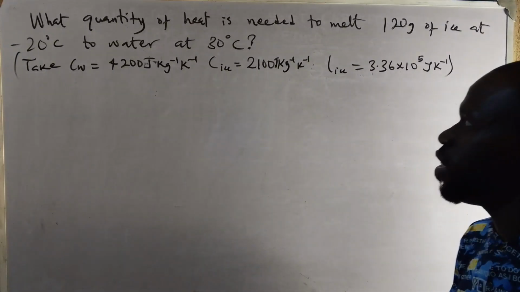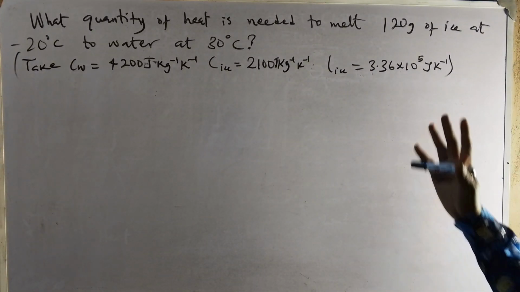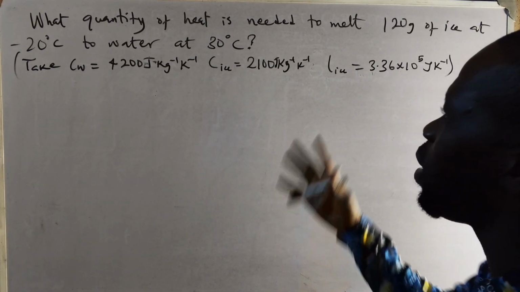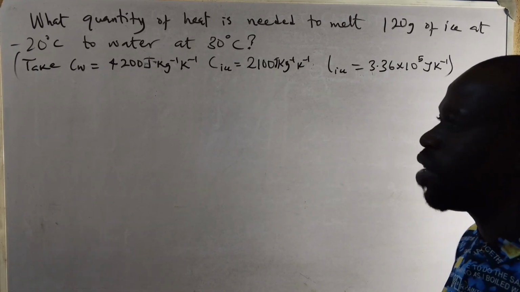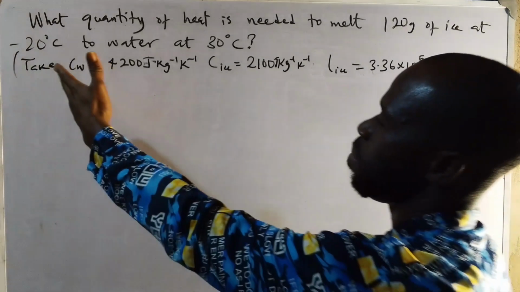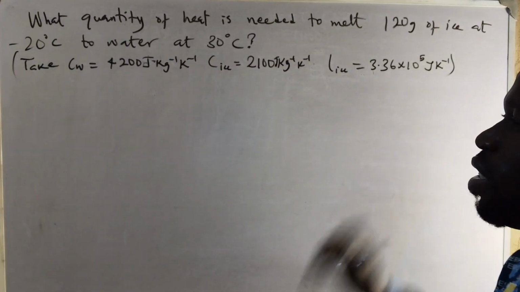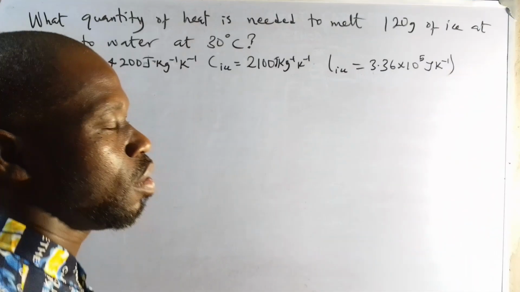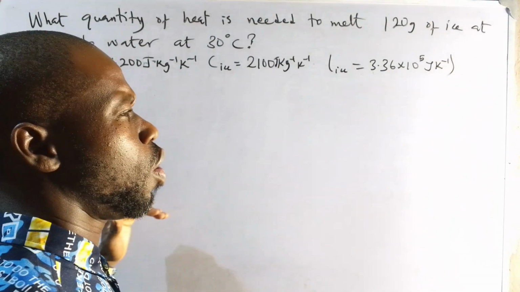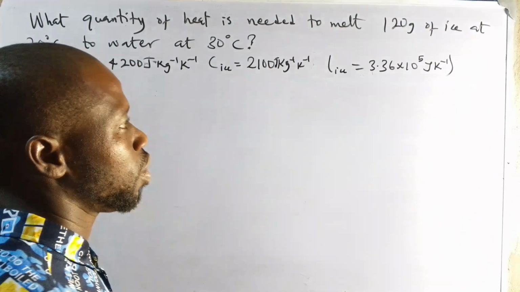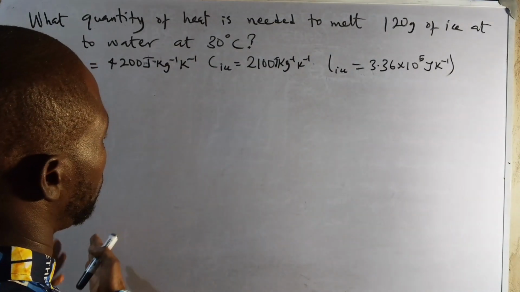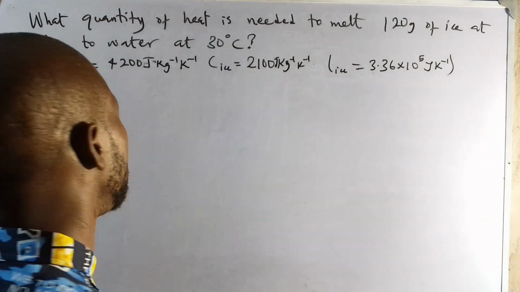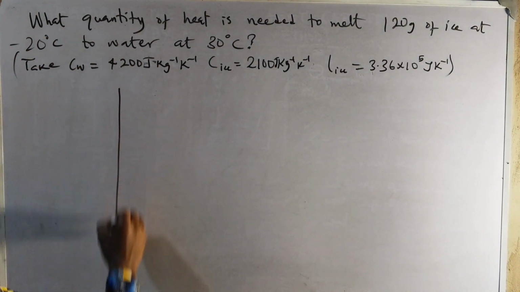What quantity of heat is needed to melt 120 gram of ice at minus 20 degrees to water at 30 degrees Celsius? So you are melting the ice at minus 20 degrees to water at 30 degrees Celsius. Now, if you want to look at the whole process of change of state of water from solid to liquid to gas, the graph looks something like this.